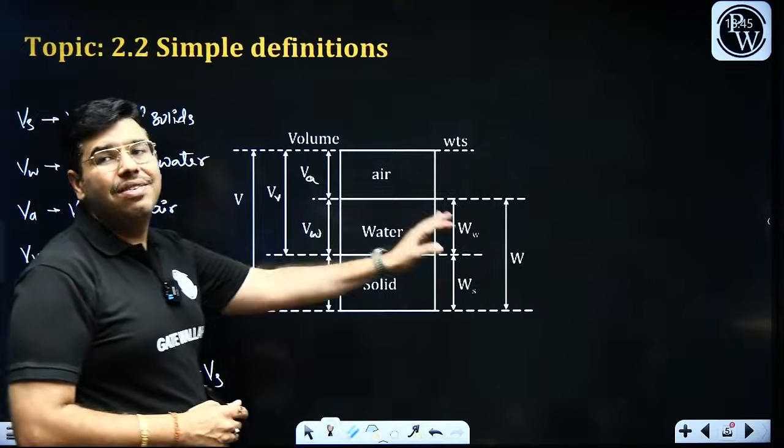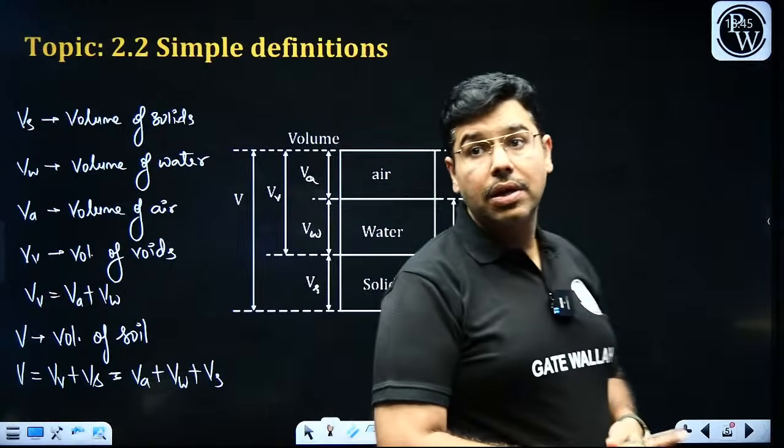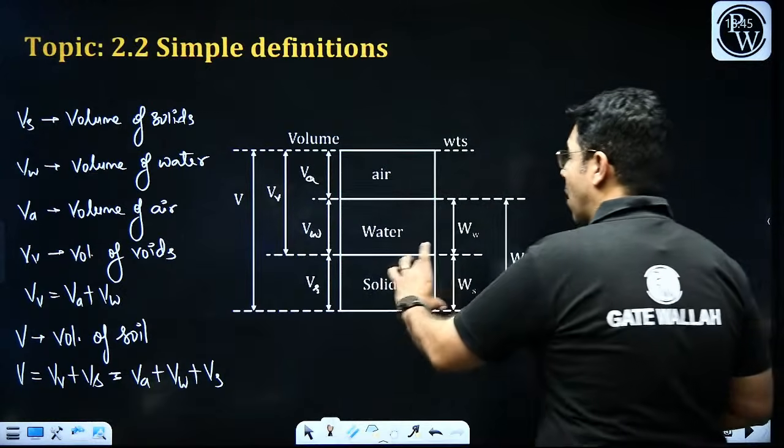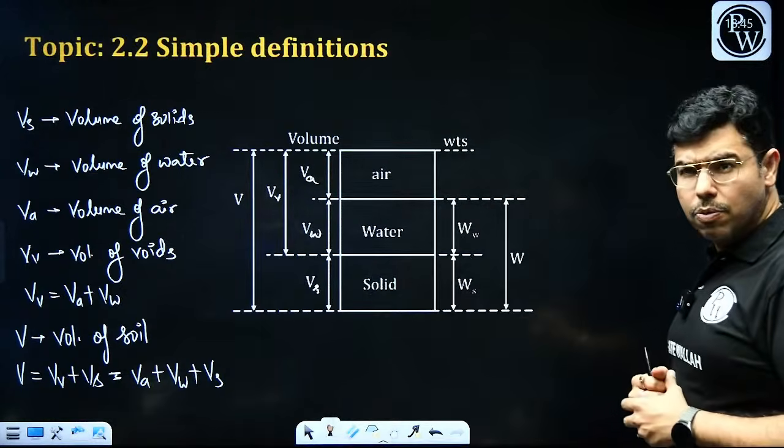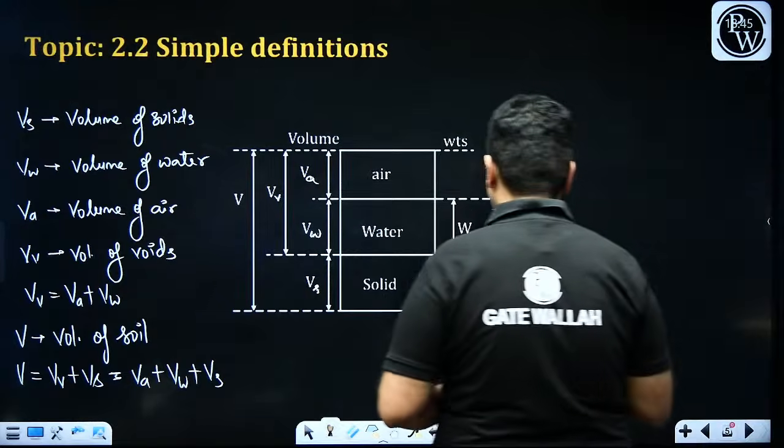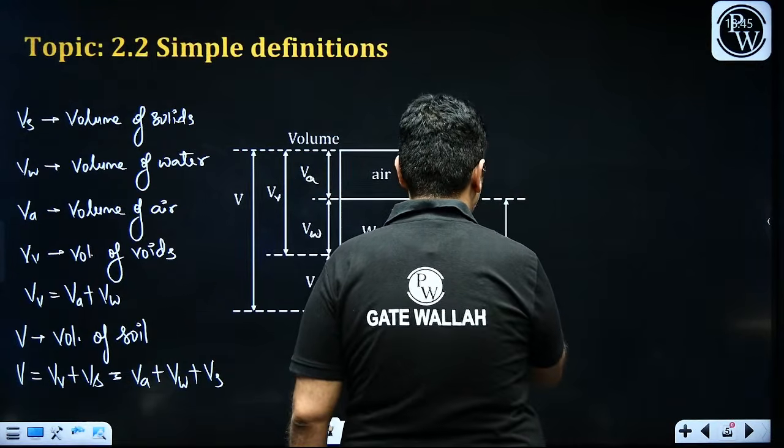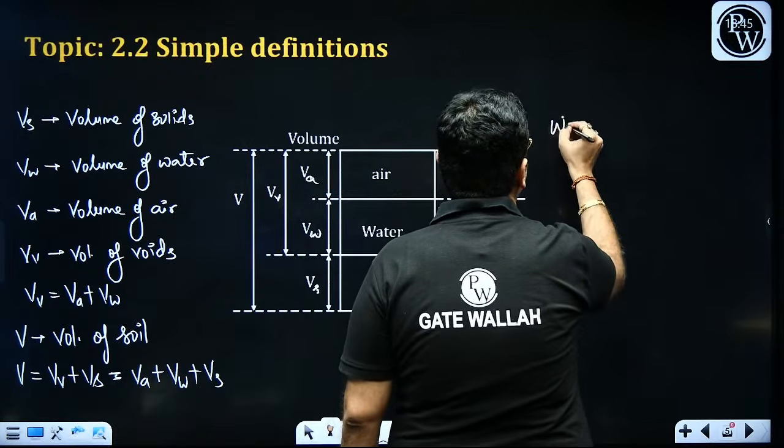Now on the right side, we will take only weights. This much solid has how much weight? That is Ws. Ws is the weight of solids.